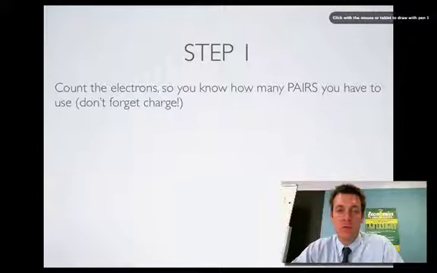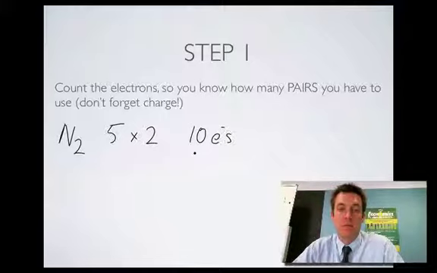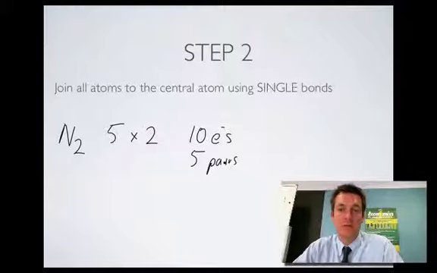So remember here, we need to know what group our atom is in. So nitrogen is in group 5, but we had N2, so a nitrogen molecule made of 2 nitrogen atoms. So we've got 2 times 5, which is 10 electrons. Okay, might just leave this up this time as we do the example. So that's 5 pairs. Step 2 is to join all the atoms again. There isn't a central atom. Okay, so I'm going to join them together using single bonds.